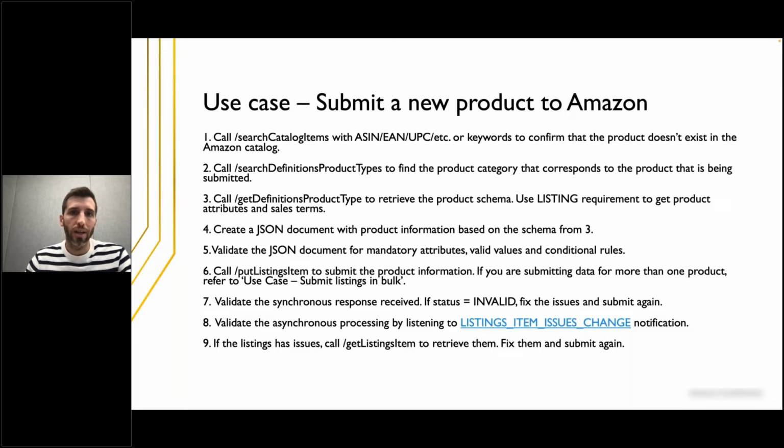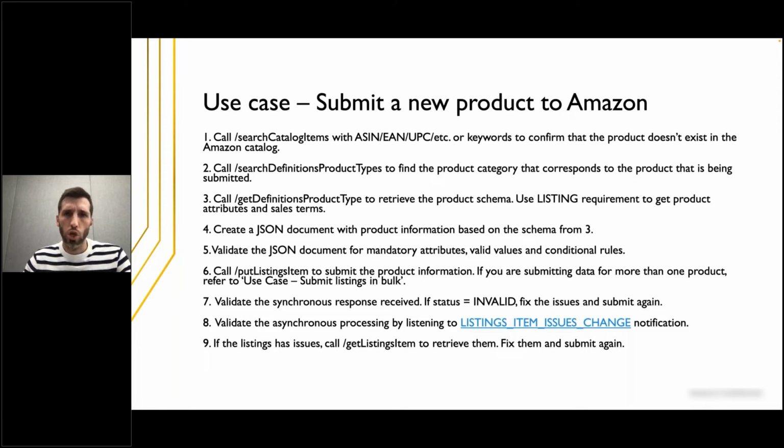How to know if there are issues on your submission that were detected on this second stage of processing is by listening to the listings item issues change notification. This is a notification that will be triggered when processing completely finishes, and some issues are detected. Then you can identify which are the errors of your submission, and you can submit back.